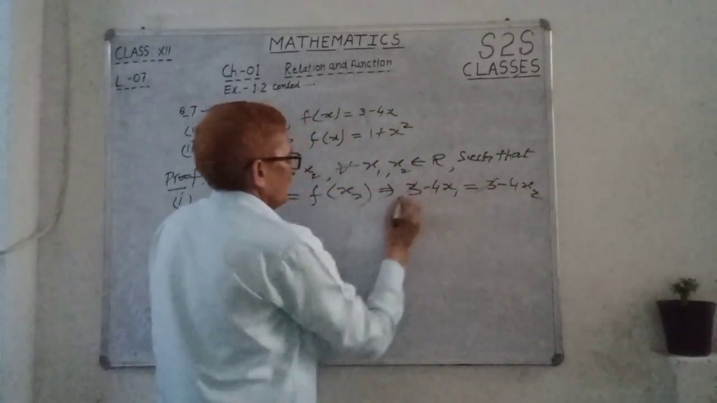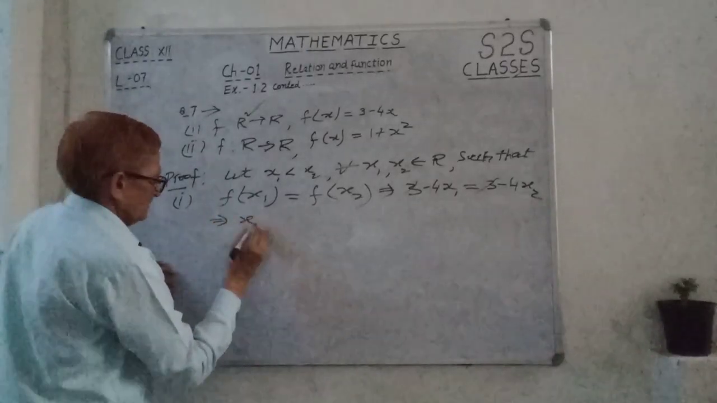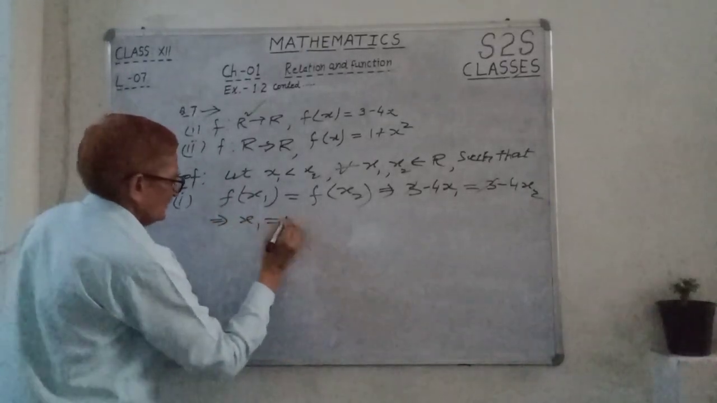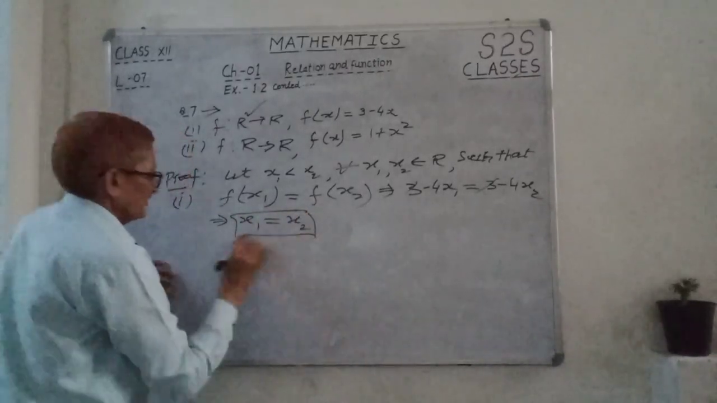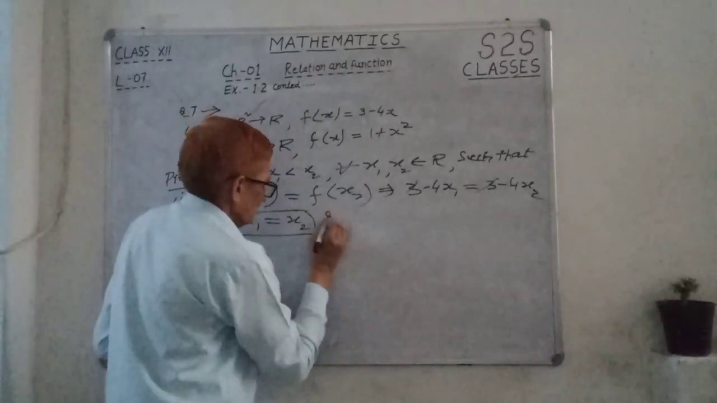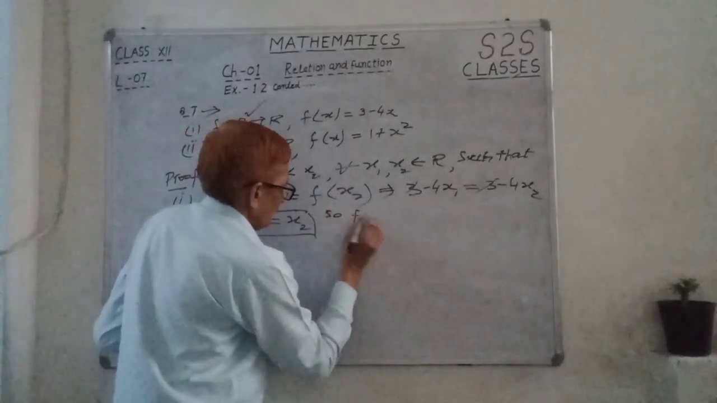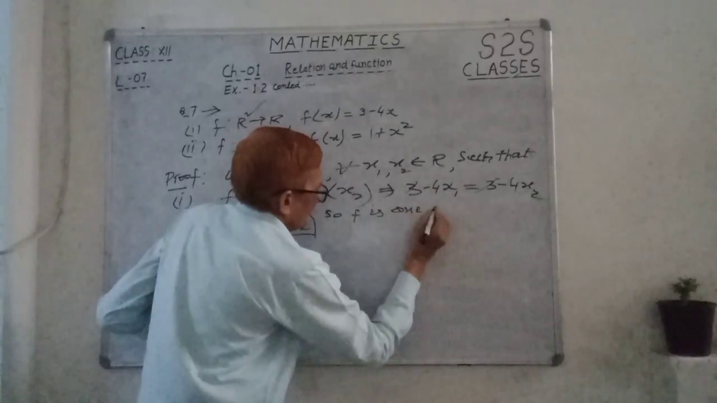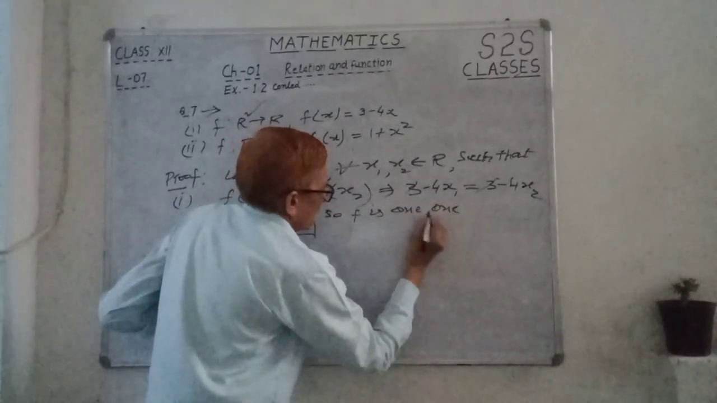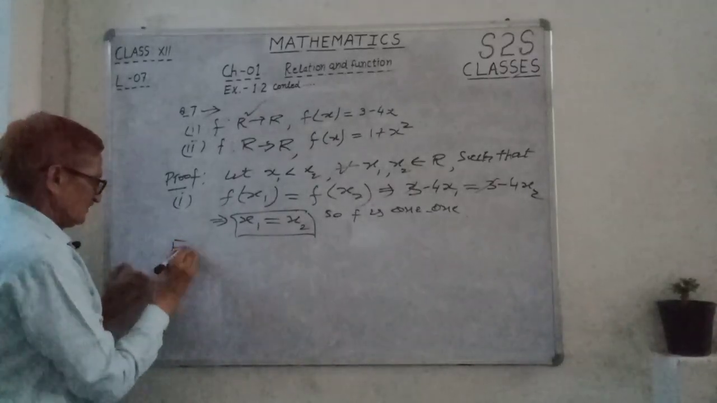Then simplify, this implies x1 is equal to x2. Hence it is one-one. So f is one-one. Now for onto.